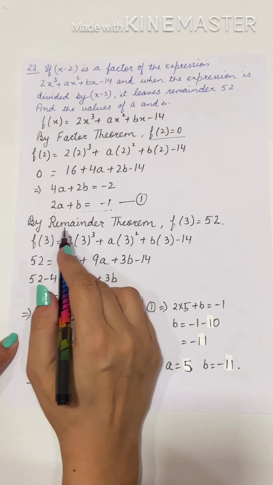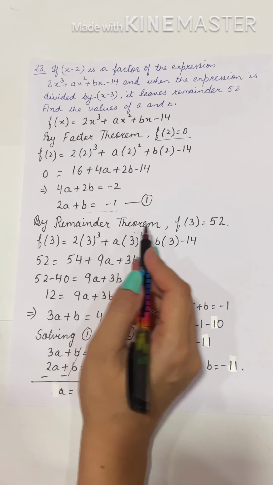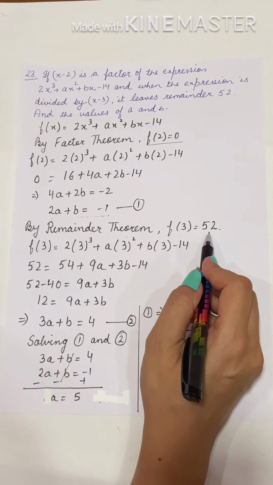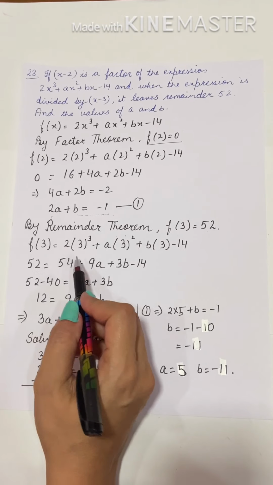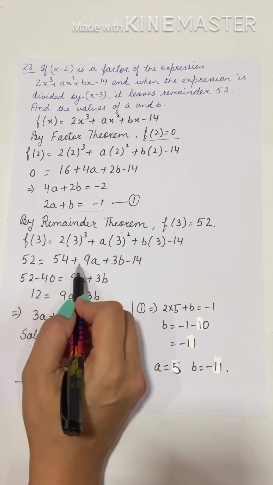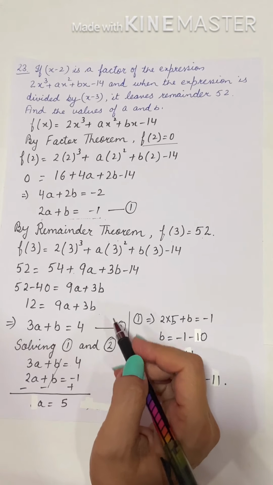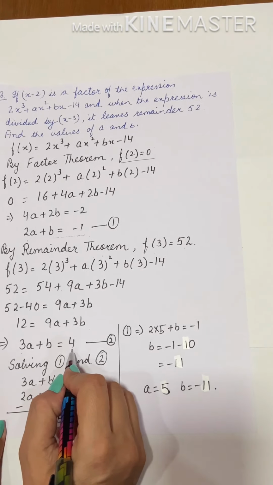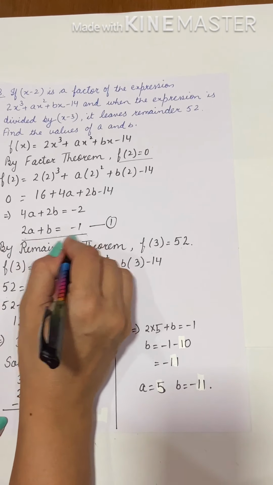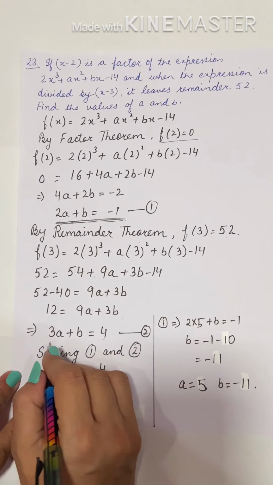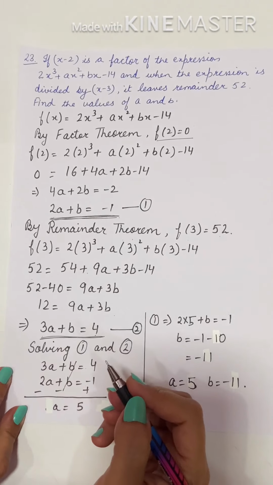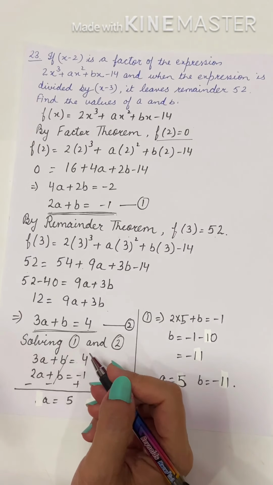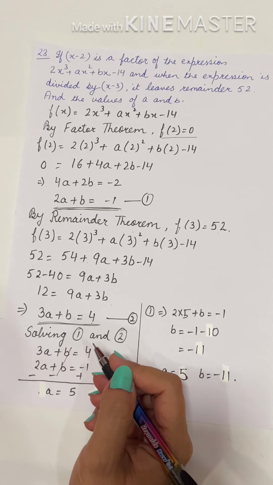Now in the second case, by using the remainder theorem, we will be having f of 3 equal to 52. It is given in the question. So calculate f of 3 and put it equal to 52. So on simplification, we are getting the second linear equation: 3a plus b is equal to 4. Now we are having two linear equations in a and b, that is two equations and two variables. So we are going to solve these two equations simultaneously.